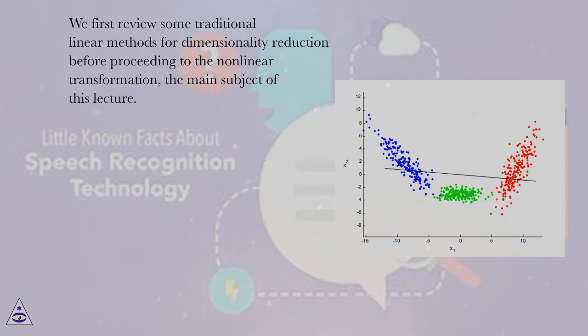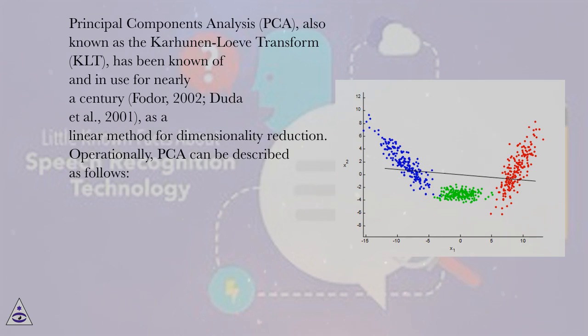Principal Components Analysis, PCA, also known as the Karhunen-Loève transform, KLT, has been known of and in use for nearly a century (Fodor, 2002; Duda et al., 2001) as a linear method for dimensionality reduction. Operationally, PCA can be described as follows.